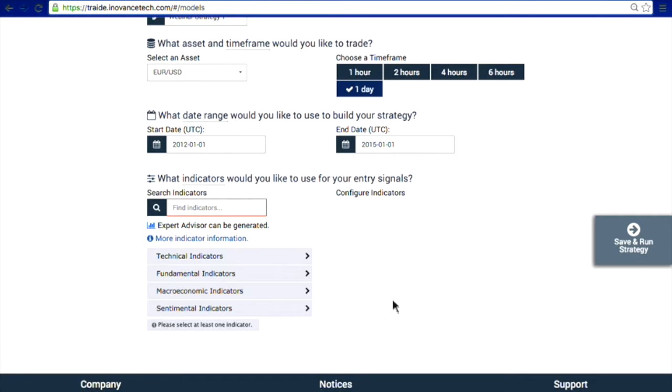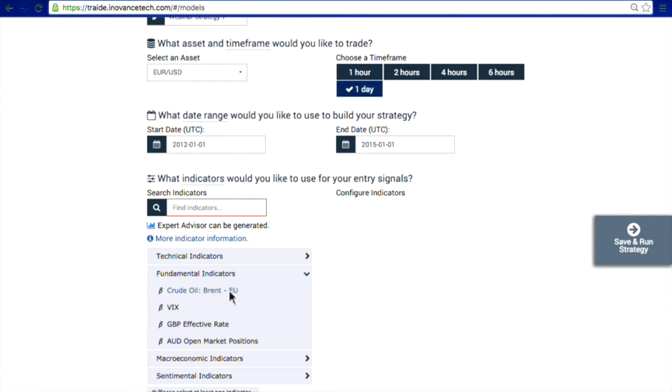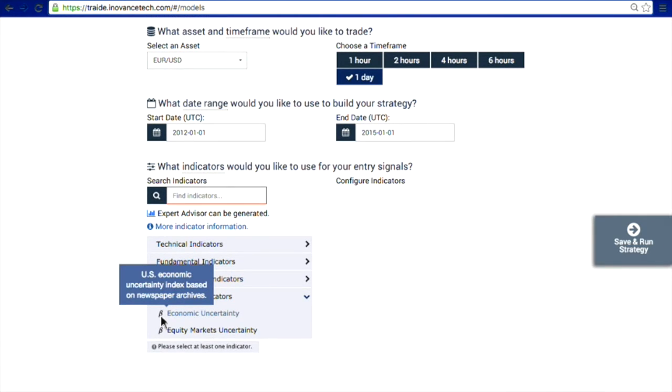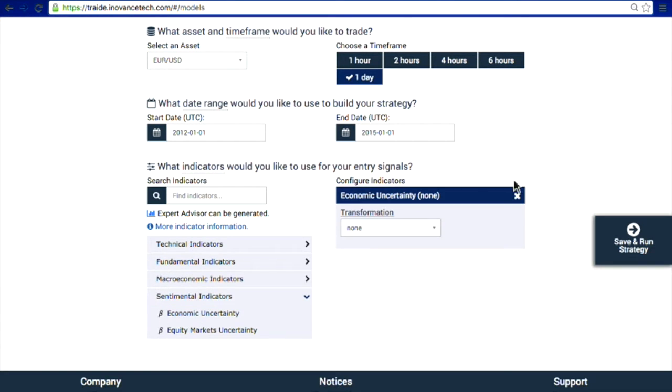Then finally, we're going to select the indicators that we want to use for our entry and exit signals. Now this is really the meat of the strategy. You can see here we can select fundamental indicators. Maybe we're interested in oil, so that's something that's been in the news a lot recently. Maybe we want to look at something like the euro-dollar deposit rate, or even sentimental indicators. Right now I'm more focused on the US markets, but this is another area we'll be expanding.